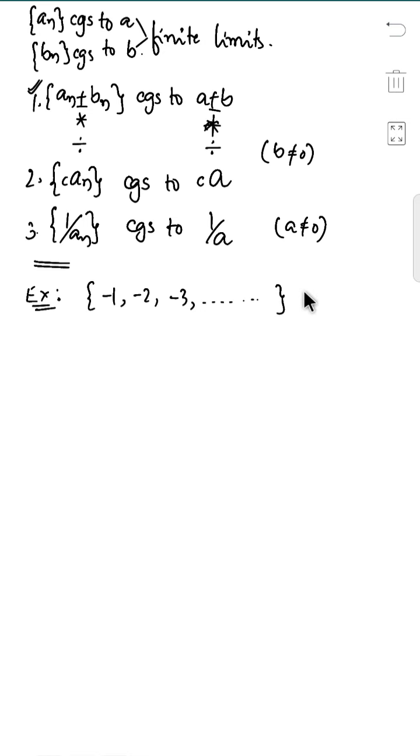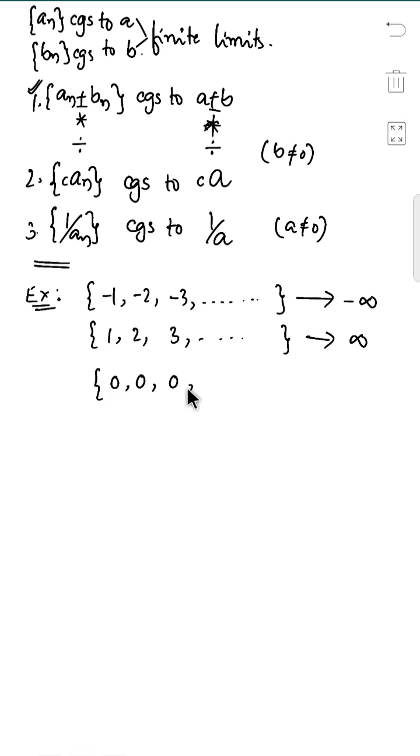See, the sequence diverges to minus infinity. We can have another sequence 1, 2, 3, and so on, which diverges to plus infinity. So if we add term by term of these sequences, you get 0, 0, 0, and 0. So this sequence converges to 0.